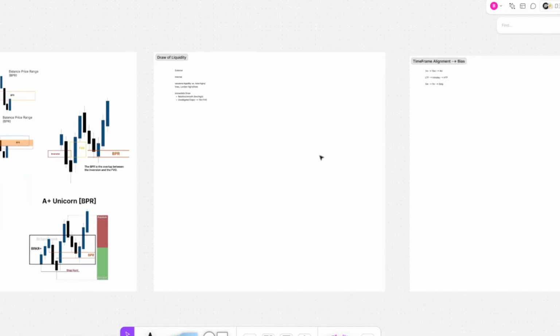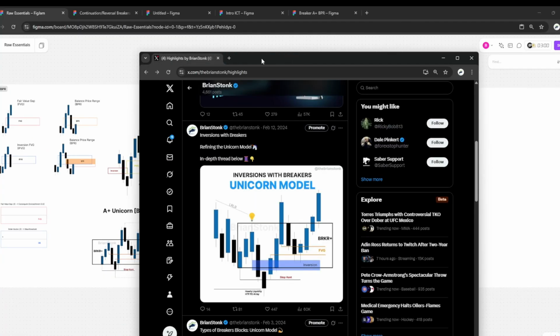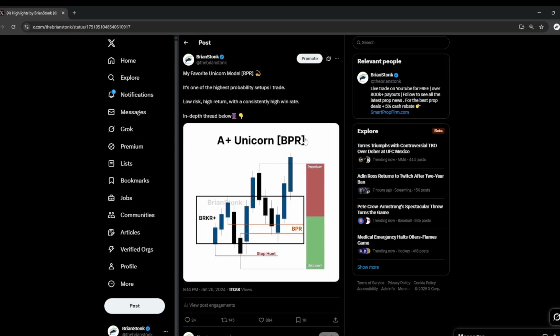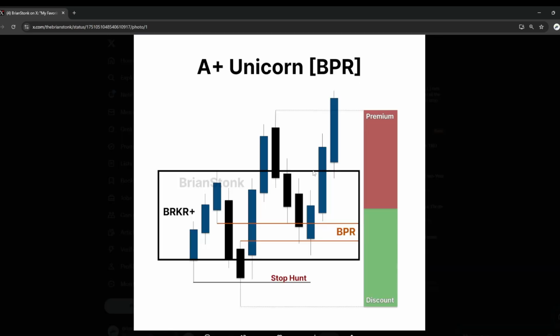So I'm going to go through my templates that I posted on Twitter, and we're going to use this as an example. I'm going to go through each one of them first. I think we already showed the unicorn BPR, right? We have the breaker, we have the BPR, we have the stop hunt. I just use this more as an OT type of thing.